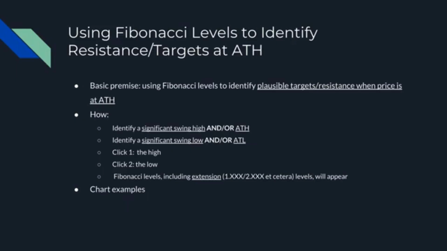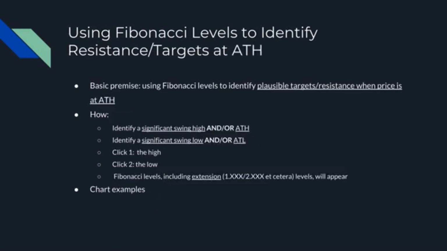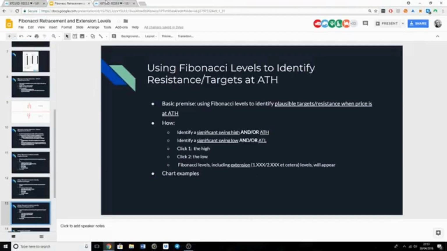Now, using Fibonacci levels to identify resistance or targets at all-time high is very similar to using Fibonacci levels to identify resistance or targets elsewhere, which is logical. The way we do that is we identify a swing high and/or the all-time high, right? Those aren't mutually exclusive. Then we identify a swing low and/or an all-time low, and we go from high to low, and then Fibonacci levels, including extension levels, will appear. Let's look at some chart examples.